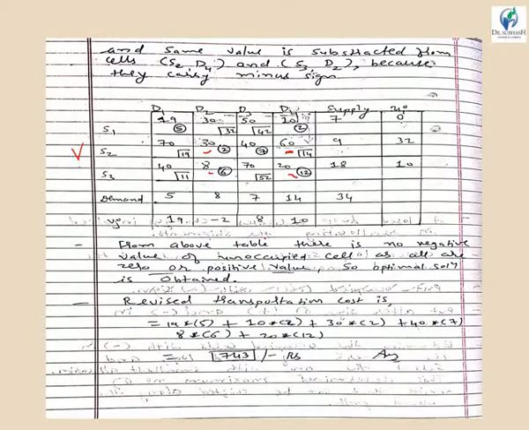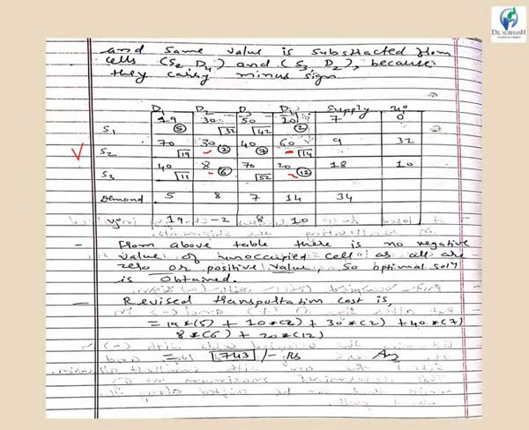Now for this problem we have the optimal solution. From the above table there is no negative value of an unoccupied cell, as all are 0 or positive values. You can see 19, 32, 42, 14, 52, 11, all are positive. So the optimal solution is reached for the given transportation problem, and now we are finding the total transportation cost from the above table.